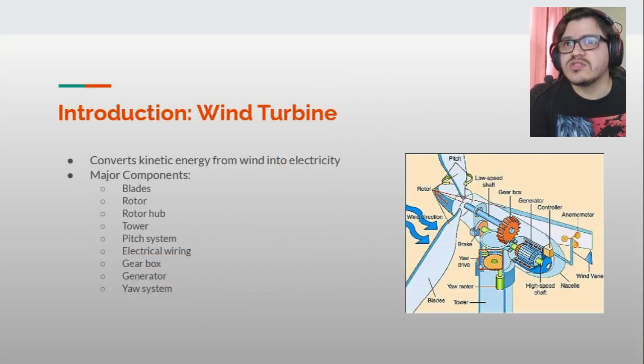A brief introduction of a wind turbine. A wind turbine is a device that converts kinetic energy from wind into electricity. The major components that we decided to talk about are the blades, the rotor, the tower, the pitch system, the electrical wiring, the gearbox, and the generator. Also, the yaw system.